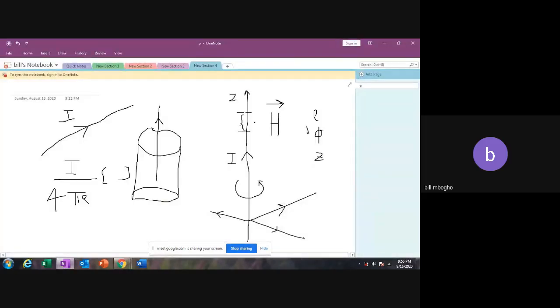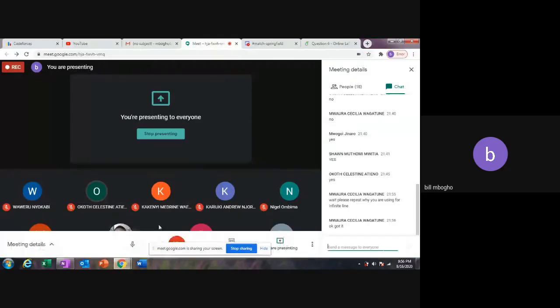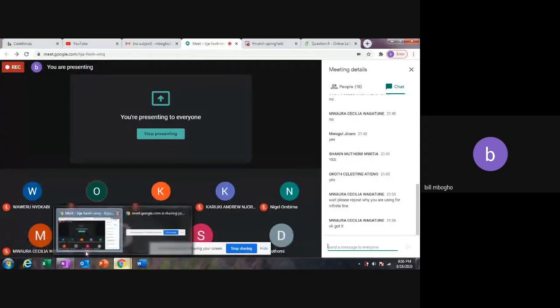Yes, the power we are interested in is only this power, but this power is dependent on this H. And this H is caused by the whole line, not just one point. Hope that makes sense. Yeah, okay, that's better.